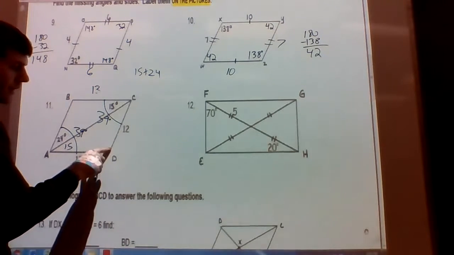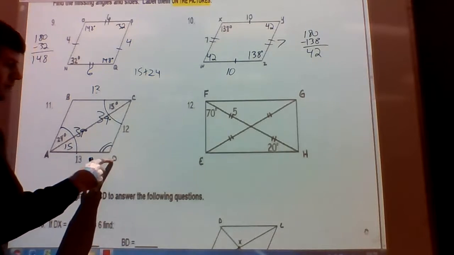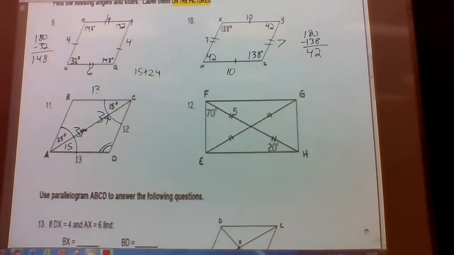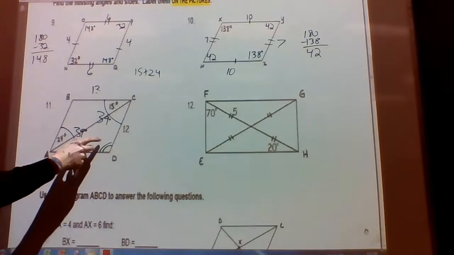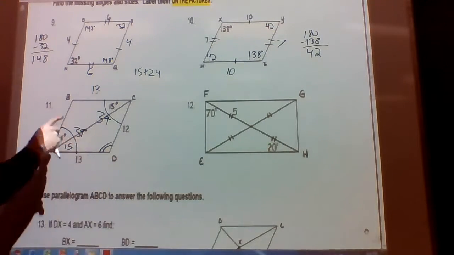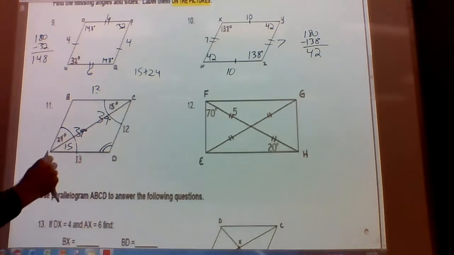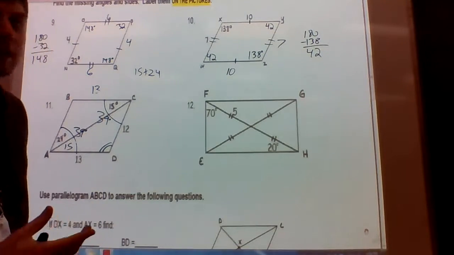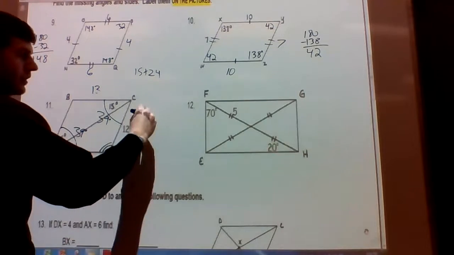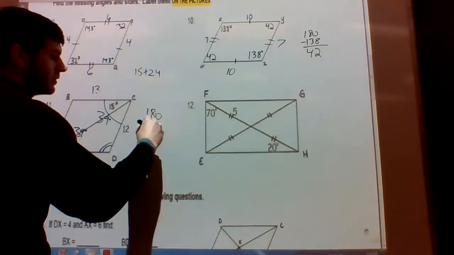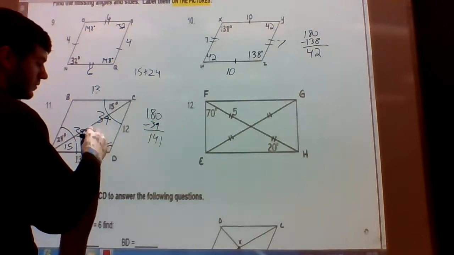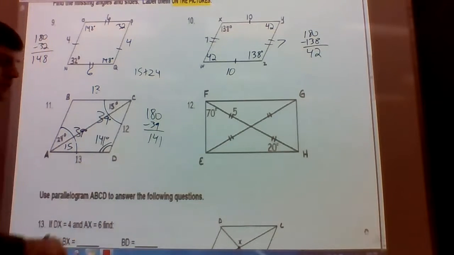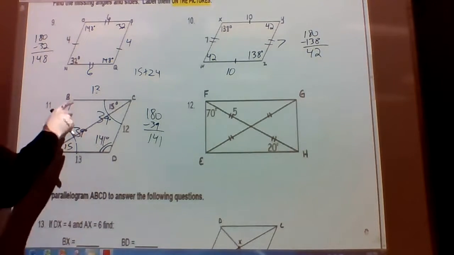So if this angle is 39, we need to find an angle that's going to help add these two up to 180. So angle BAD and angle D are consecutive angles, and since it's a parallelogram, those consecutive angles are going to be supplementary. So if we do 180 minus 39, we'll get 141, which is going to be the measure of angle D.